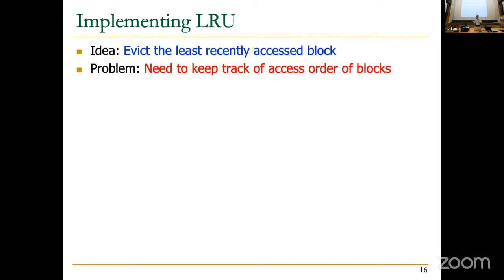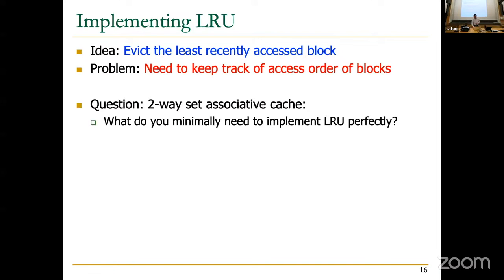And with a 4-way set associative cache, it's not bad. But if you go to 8-way, 16-way, 32-way, 64-way, this becomes intractable. Well, intractable is very strong, maybe very hard to implement. Okay, let's start with a 2-way. Let's start with a direct map cache, actually. If you have a direct map cache, and if your management policy is least recently used, how do you implement that?